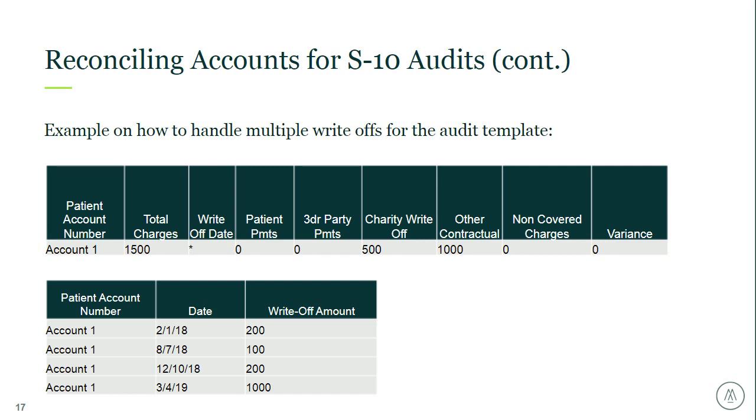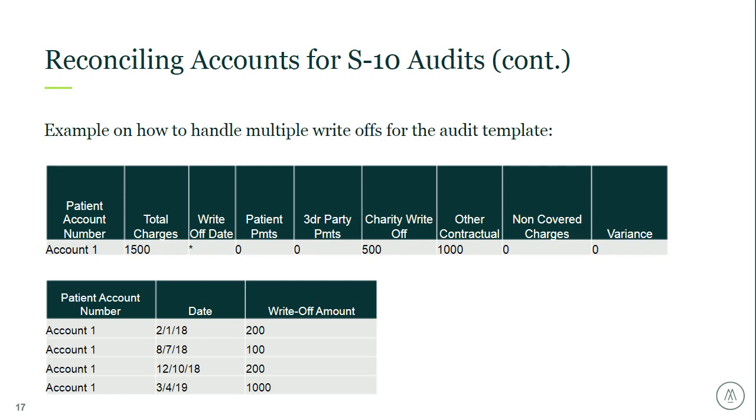For an example shown on this slide, we would expect to see $500 in charity written off for fiscal year 2018 for this particular account. And then for 2019, you can see there's an additional transaction of $1,000. So in a separate tab in the workbook, auditors would want to see the detail behind those totals, as illustrated on the slide, and the detail should tie to the total.